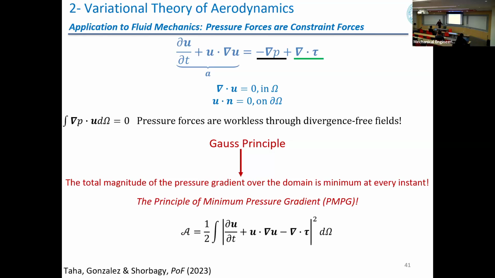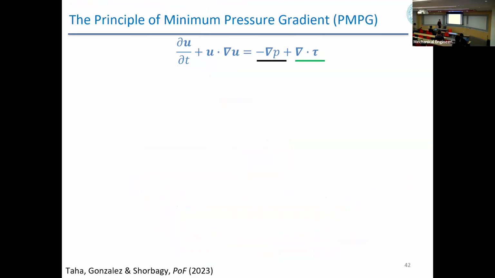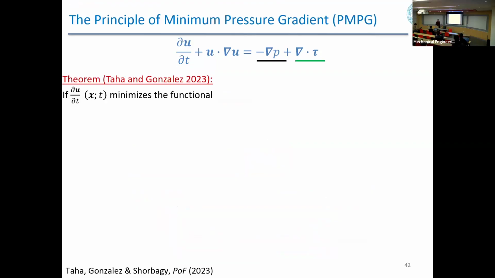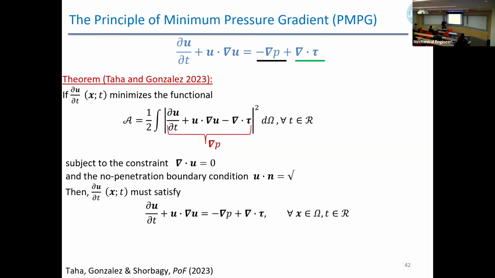So here is the cost function that we minimize. Following Gauss, there is the acceleration minus the applied force, which is the constraint force, right? So this is the cost function that nature minimizes at every instant of time. I walked you through how we arrived at Gauss, but at the end of the day, here is a theorem. If you give me a candidate solution that minimizes this functional, which is nothing but the pressure gradient, subject to continuity and no penetration, then it is guaranteed to satisfy the Navier-Stokes equation.